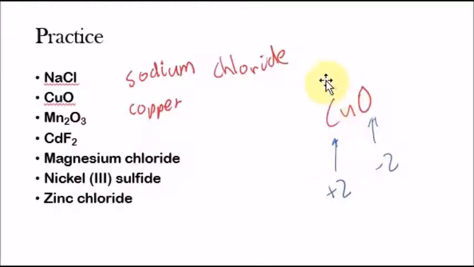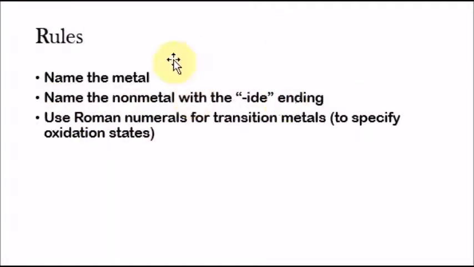So since the oxidation state of copper is +2, we're going to have to write it like this with Roman numerals, so copper, and then with parentheses, II, because that's the oxidation state of copper. And again, copper is a transition metal, that's why we're doing this. And then we're going to have to name the non-metal with the -ide ending. So oxygen would turn into oxide.